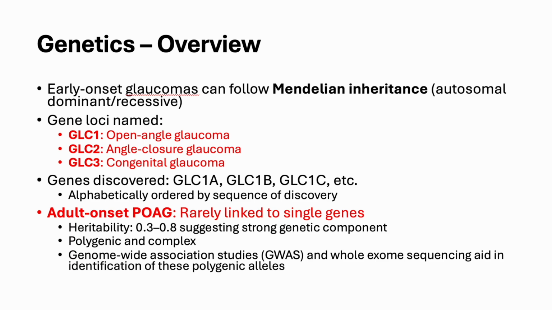In contrast, adult-onset POAG is rarely linked to single-gene mutations. It's considered polygenic and complex, with heritability estimates ranging from 0.3 to 0.8. Genome-wide association studies, or GWAS, and whole exome sequencing continue to aid in identifying these polygenic risk alleles.